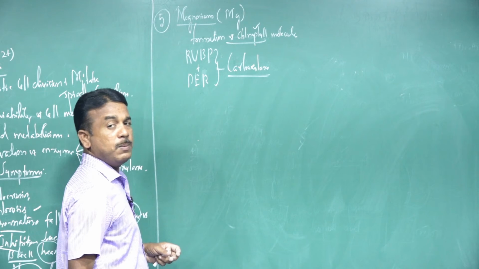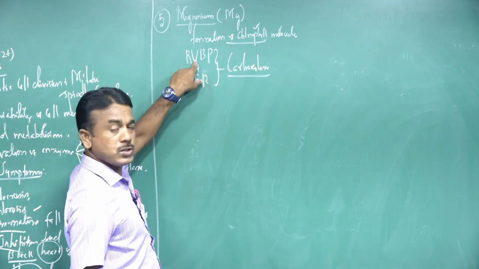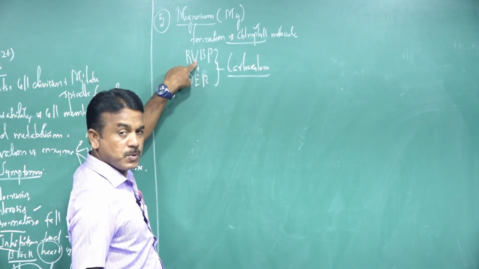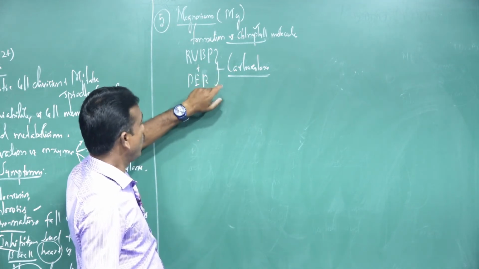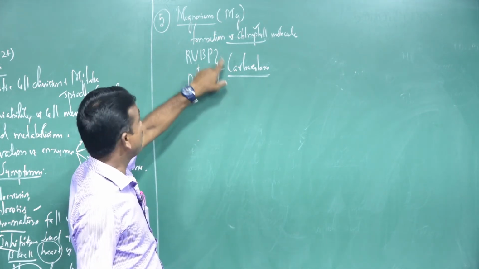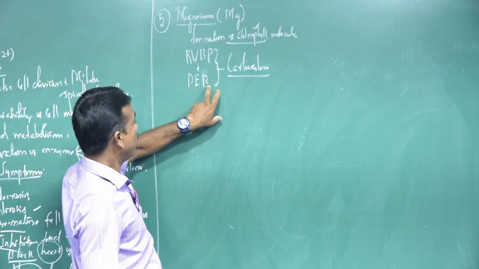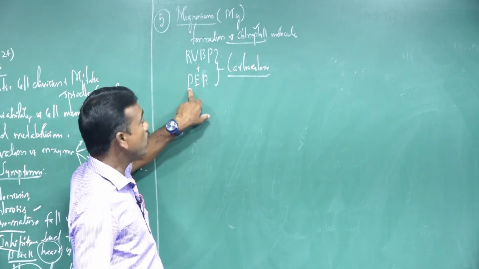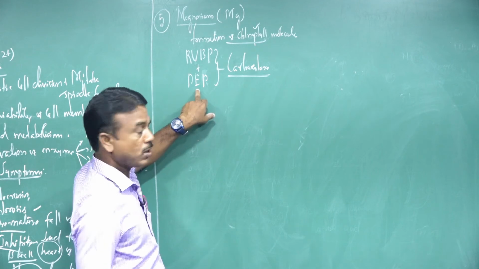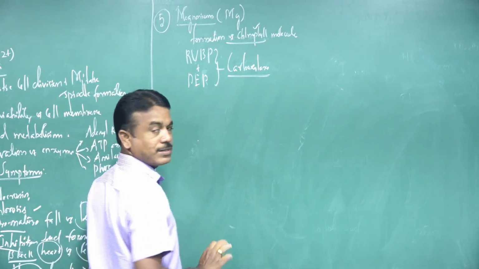What is RuBP? Ribulose 1,5-bisphosphate carboxylase, also called RuBP carboxylase, whose activator is magnesium. The next one is PEP, commonly called phosphoenolpyruvic acid, or PEP carboxylase.